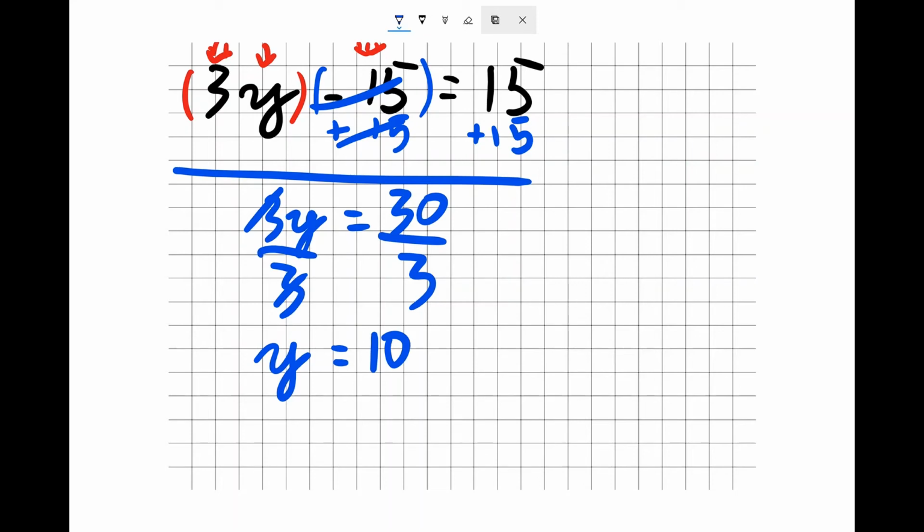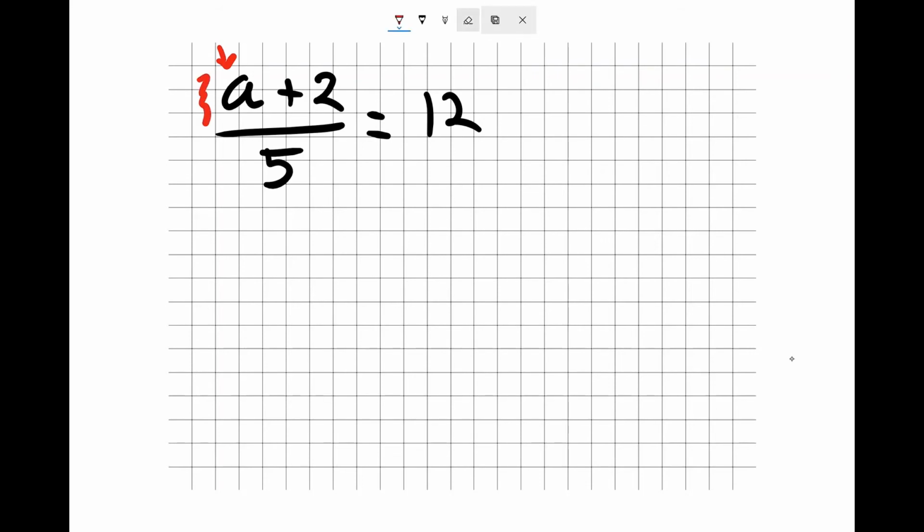However, what would happen if instead you are looking at a problem involving division? Let's say we have instead a plus 2 over 5 is equal to 12. Okay. In this case, again, we have a single variable, only now there is no coefficient. Nothing in front of it, nothing is multiplying it.